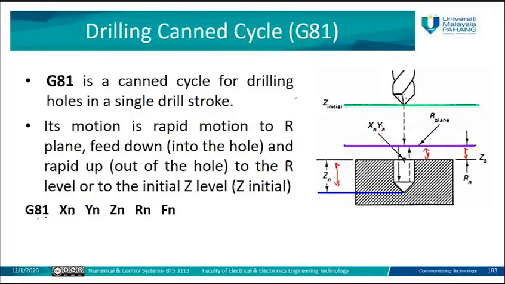In G81, Xn, Yn is the coordinate of the center where the drill should be placed. Zn is the depth of the hole that you want to perform. Fn is the feed rate, the speed at which the spindle moves into the body of the workpiece. Then you have Rn, the definition of the clearance above the surface, which is the R plane. From this point, it will go at the feed rate into the workpiece that I want to drill.